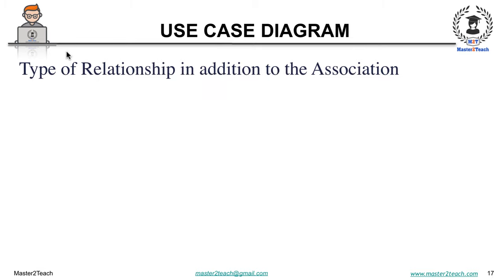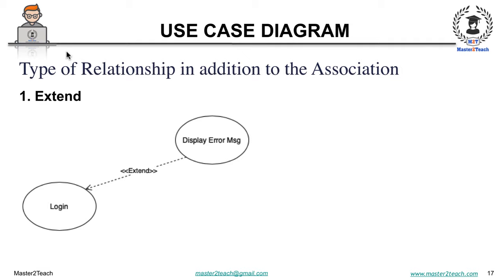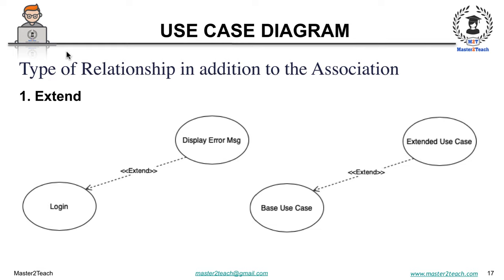Another type of relationship is the extend relationship, which defines the relationship between the base use case and the extend use case. In an extend relationship, the extend use case may or may not execute when the base use case is executing. The extend use case will only happen if certain criteria are met. In the above example, login is the base use case, whereas display error message is the extend use case. The display error message use case may or may not execute when the login use case is executed. For the extend relationship between the base and the extend use case, draw a dashed line with an arrow that points towards the base use case and write extend as a label between them.